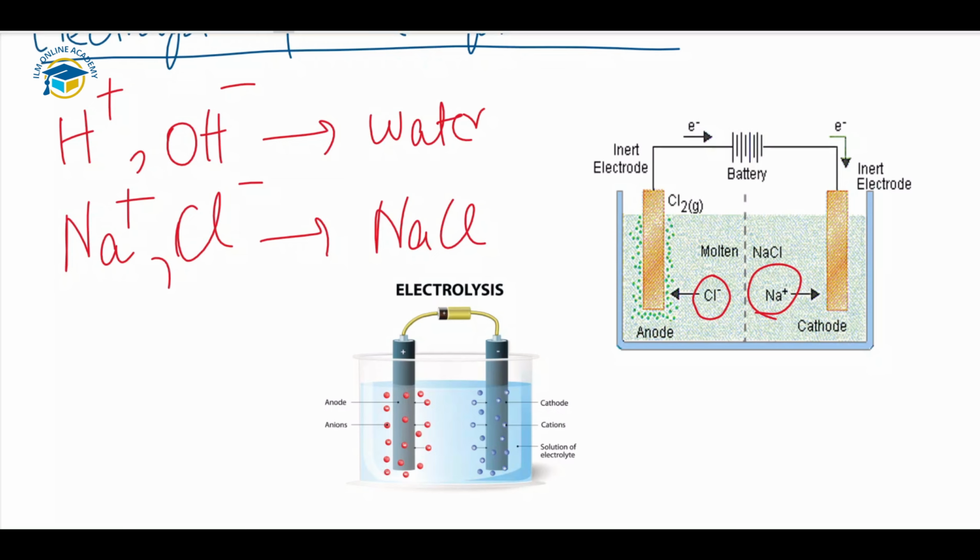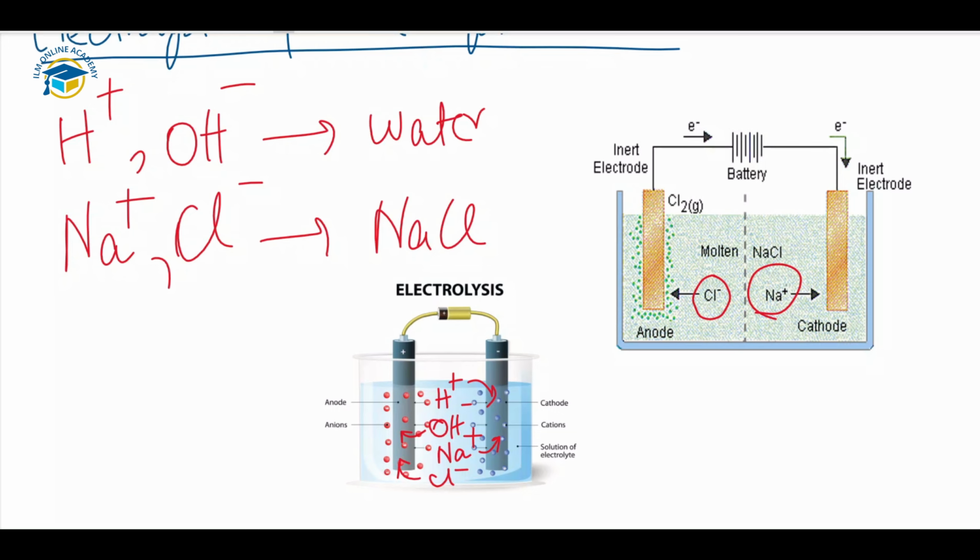But in the concentrated aqueous solution of sodium chloride, we have hydrogen ions, hydroxide ions, sodium ions, and chloride ions present. Sodium ions have a positive charge, so they are attracted towards the cathode. Hydrogen ions are also attracted towards the cathode. Hydroxide ions and chloride ions are attracted towards the anode.